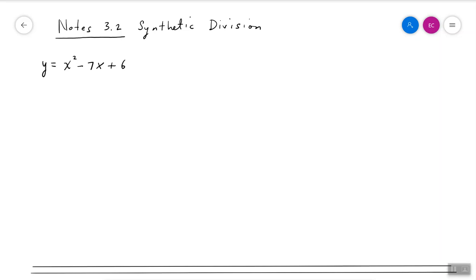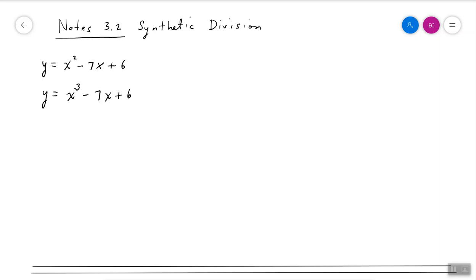It turns out that if you change this polynomial just a little bit, if you change it from x squared to x cubed, then graphing the function becomes quite a bit more complicated. So this is what we're working toward over the next 3 sections.